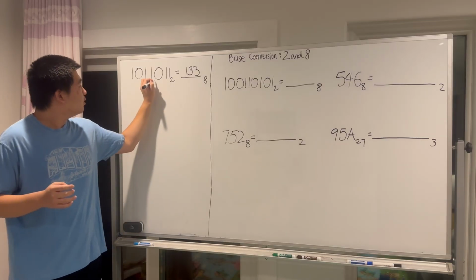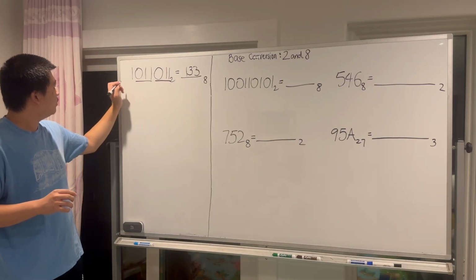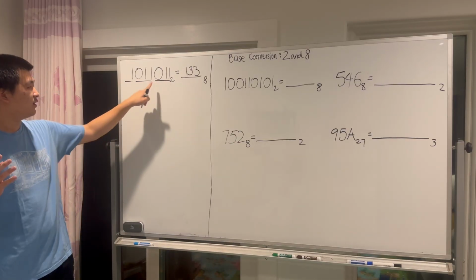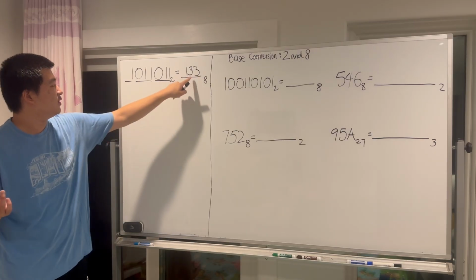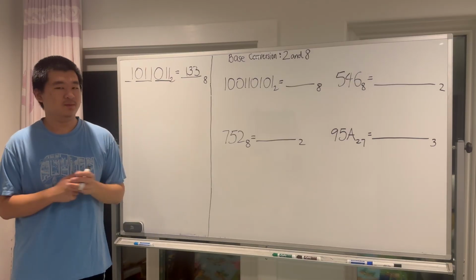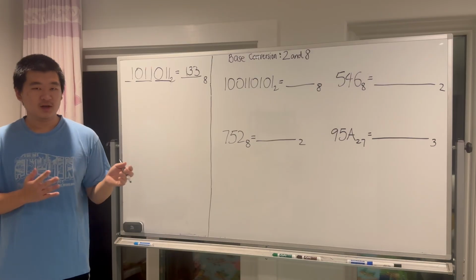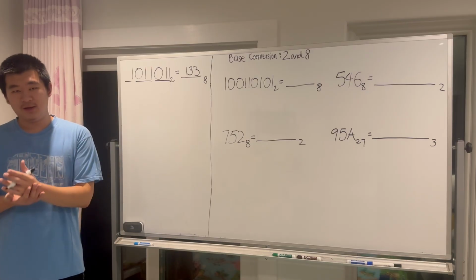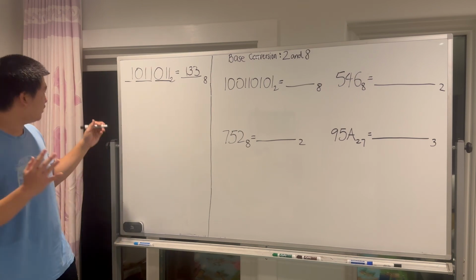Well, what I did is I made groups of 3 starting from the right: 0, 1, 1, 0, 1, 1, and this 1. Then I converted 0, 1, 1 in base 2 into base 8, which was 3. This was 3 in base 8, and this 1 was 1. And so I knew the answer was going to be 1, 3, 3. But why does it work? Well, I gave an explanation in the last video, but I'm going to repeat it here, just for clarity.